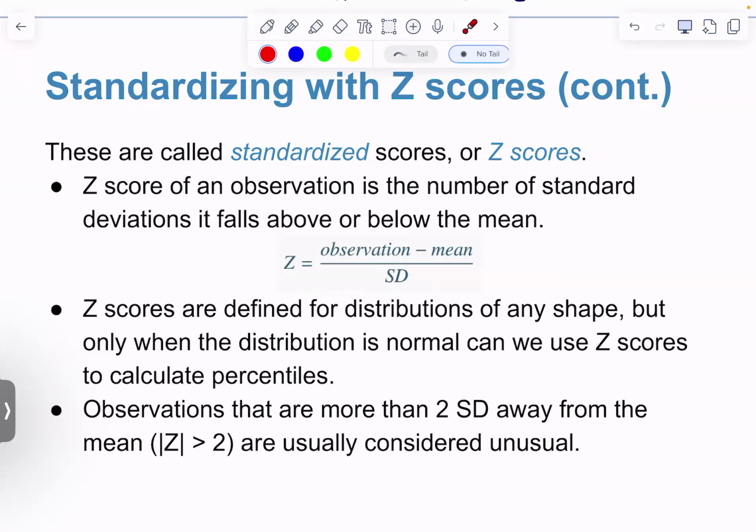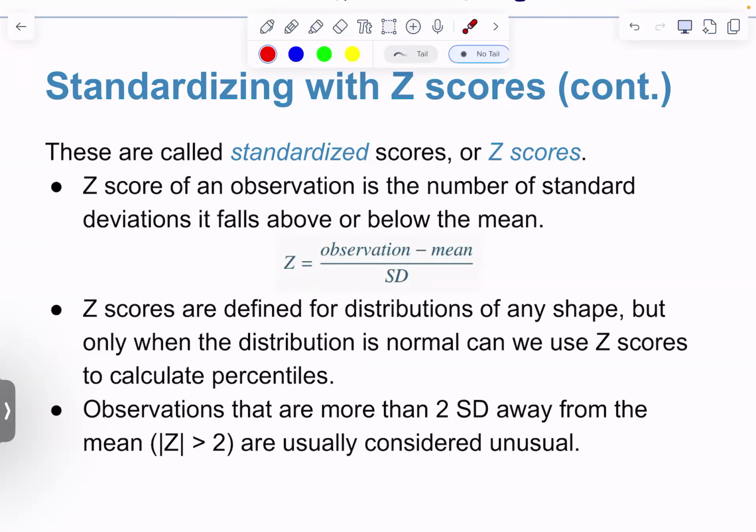So Z is a standardized score. And any observation is going to be the value that you're interested in. So Jim's score, Pam's score, doesn't matter. That's your observation that you are interested in standardizing. And so in general, we have Z, which is the observation minus the mean, and then divided by the standard deviation.